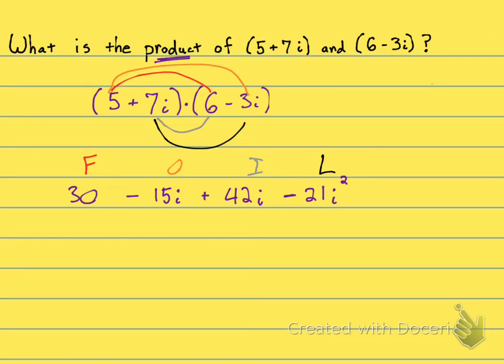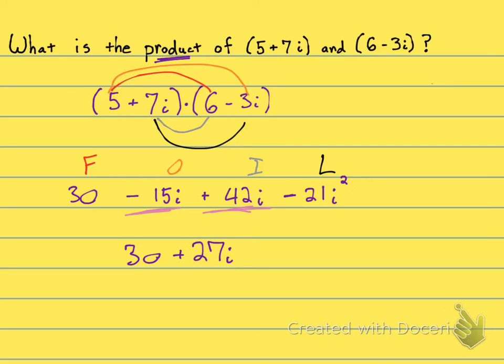All right, now you're going to notice that these middle two are the same, so they will go together. So we have minus 15i plus 42i. Let me get my calculator for that. All right, minus 15 plus 42, and that gives me a positive 27i. I'm going to drop down this 30. And then this over here, minus 21i squared.